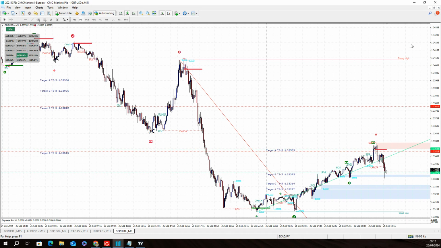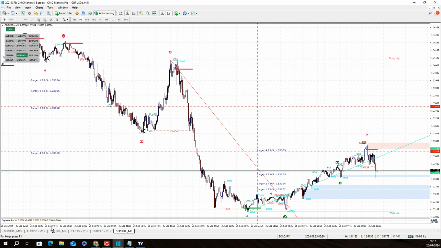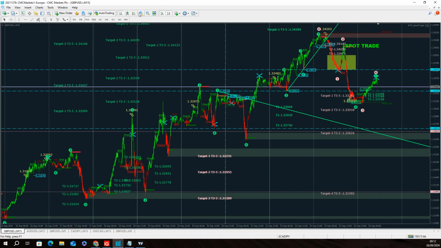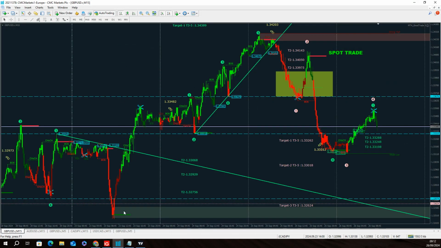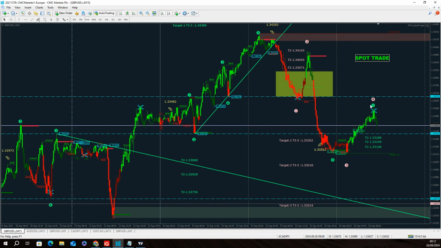Okay, 5 minutes chart, so that we can see the execution. So this is the 15-minute chart. This is always the intraday time frame that we like to use, but when we are going through a spot trade situation, we don't want to take the trade and leave it for so long. We want to execute the trade and in most cases close the trade at the end of the swing. Okay, and that is what we call a spot trade.